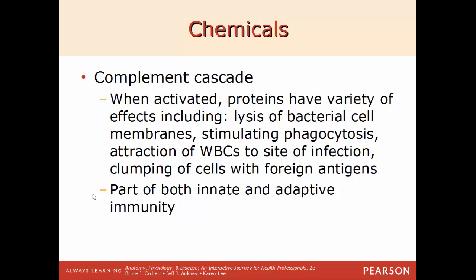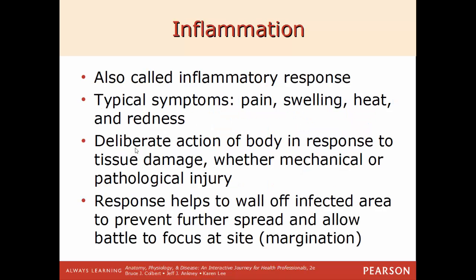They can stimulate phagocytosis. They can increase the attraction of white blood cells to the site of infection. They can help clump together the cells with foreign antigens, because antigens are easier to gobble up and destroy when they're clumped together in one mass, as opposed to one over here, one over there, one over here. And this is found in both the innate immune system and the adaptive immune system. All right, next we'll move on to inflammation.